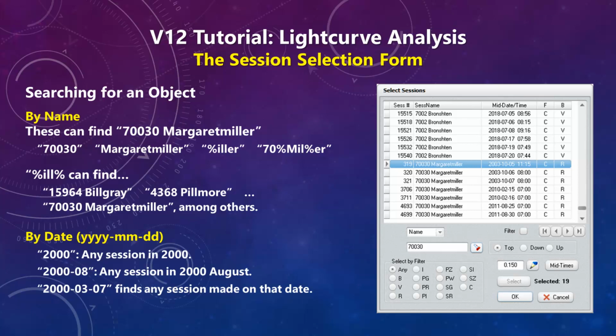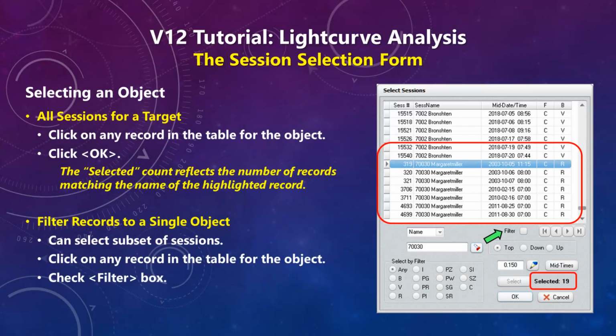For example, you cannot search for all the sessions made on the 7th of an unknown month for a single or unknown year. Once you have found the first session you want to analyze, you have 2 options. First, click on any of the matching sessions and then click the OK button. This selects all matching records. Or, you can click on a matching session and then check the filter checkbox. This limits the records shown in the table to those matching the session name, and filter if other than any.